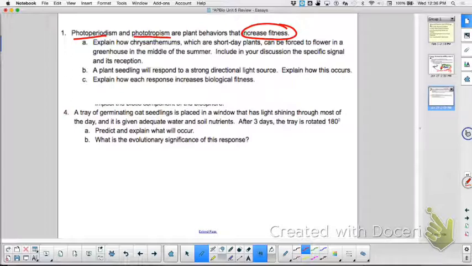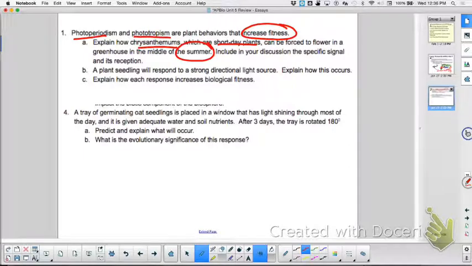Okay, so then it says, explain how chrysanthemums, which are short-day plants, can be forced to flower in a greenhouse in the middle of the summer, including your discussion of the specific signal and its reception. So, interesting. When do short-day plants flower? During the winter when the days are short, and they must need what? Long nights. But here's the part: they can be forced to flower in the middle of the summer, when the nights are short. In the summer, when the nights are short and the days are long. Sorry. So how could that possibly happen?